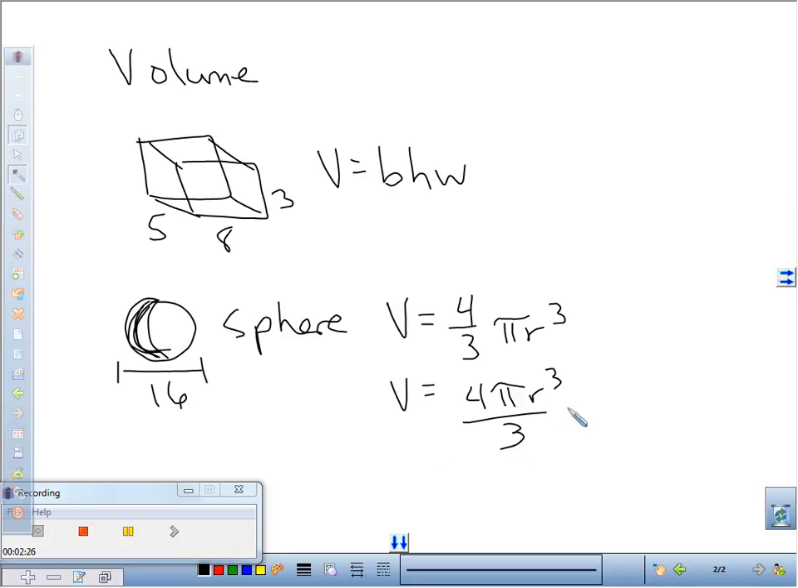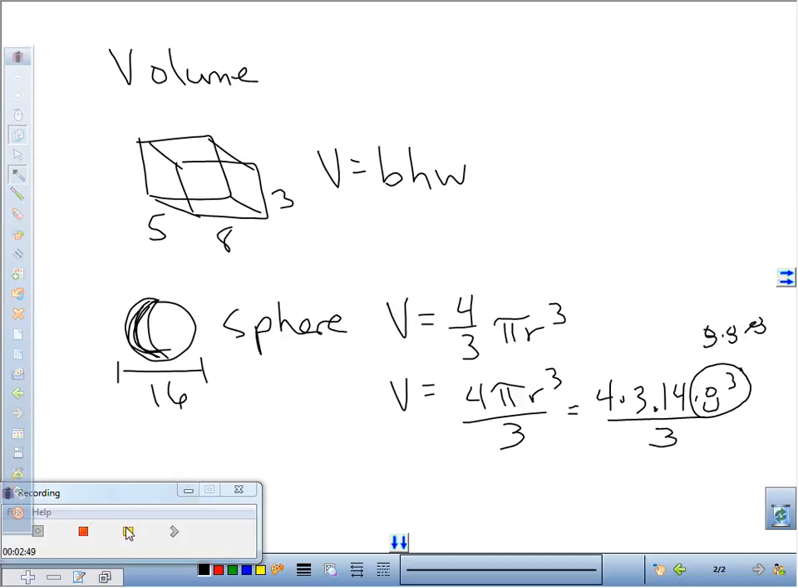So I'm going to end up with 4 times 3.14. My radius is what, Alana? So times 8 to the 3rd over 3. You're going to want to do this first: 8 times 8 times 8 and get that number, and then multiply it with the 3.14 and the 4 and divide by 3, and you'll be finished.